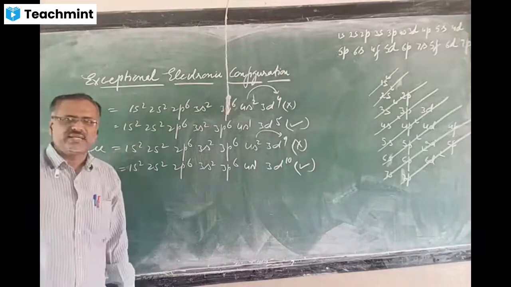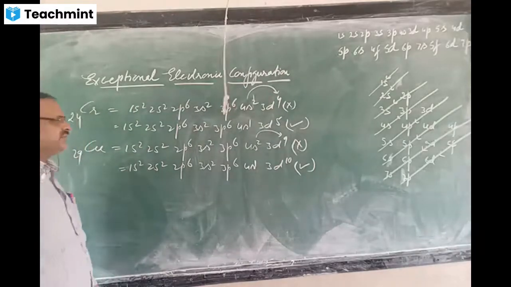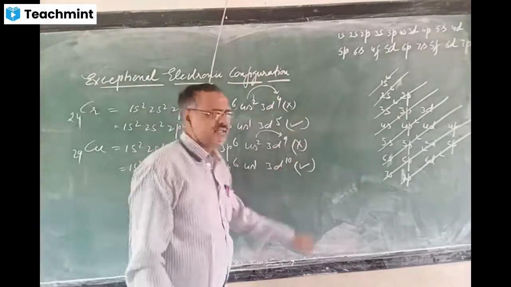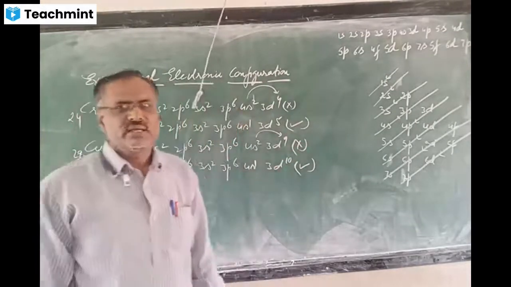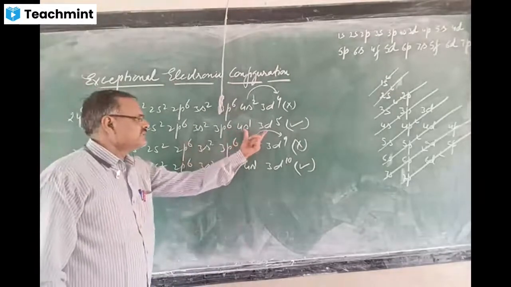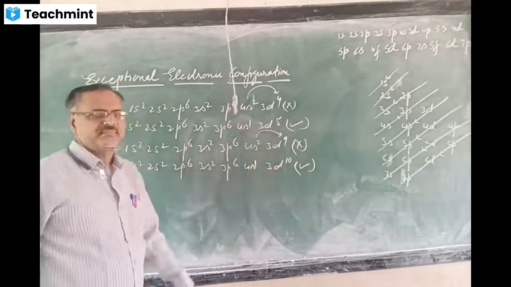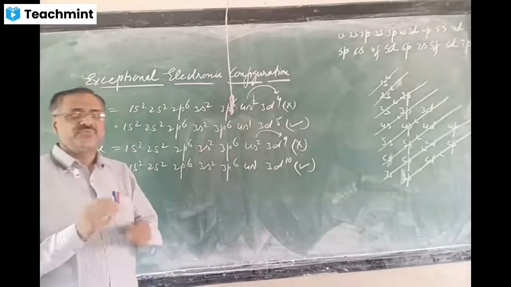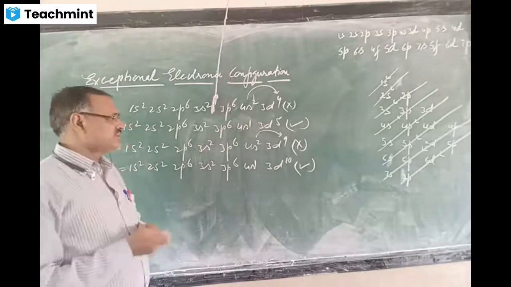In the examination, if it is asked to write the electronic configuration of chromium and copper, where I have put the tick mark, that only you have to write. Now the question: why is the second one accepted? Because it is more stable. Half-filled and fully filled orbitals are more stable.